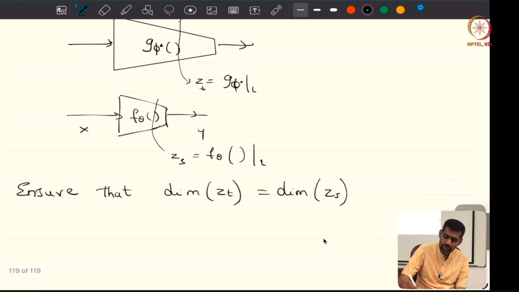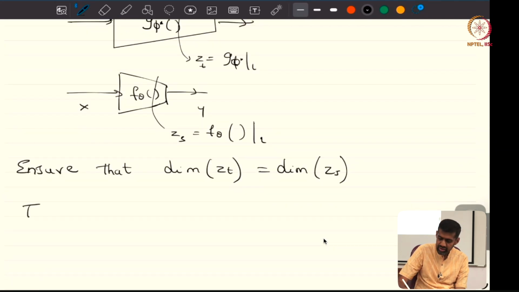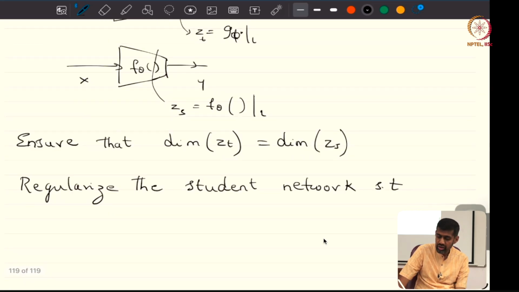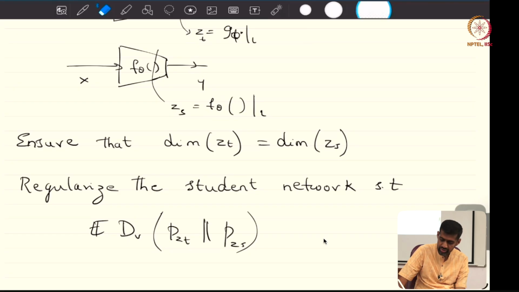Anyway, so ensure that these dimensions are the same. Now, what is done is, while you train the student network, regularize the student network such that the expected divergence between the distribution of zt and the distribution of zs is minimized. Take the expectation out.